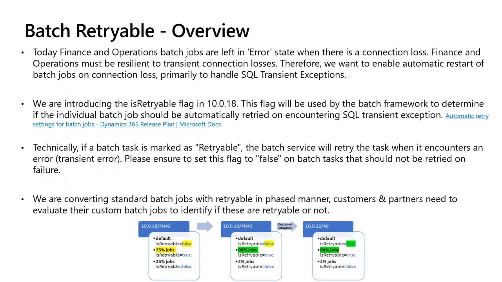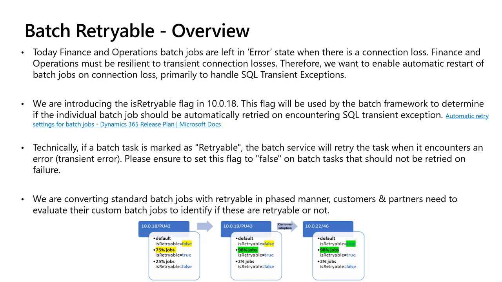So this is the batch retryable framework that we introduced. Today in Finance and Operations, for any batch job that you run, if any SQL transient failure happens while the batch job is executing, the batch will end up in an error state, and you will have to manually come back and change the status to Waiting to be able to run that batch again on a scheduled time in the request pattern. So that's what happens today.